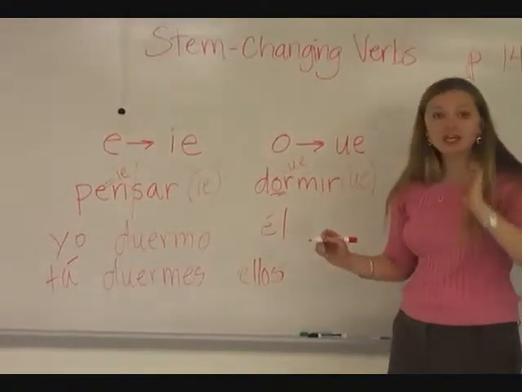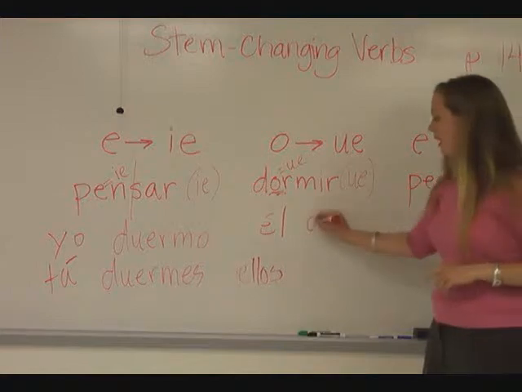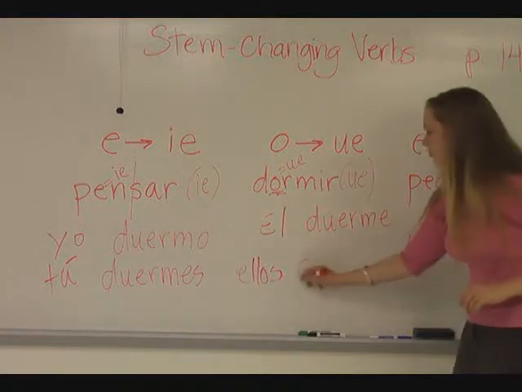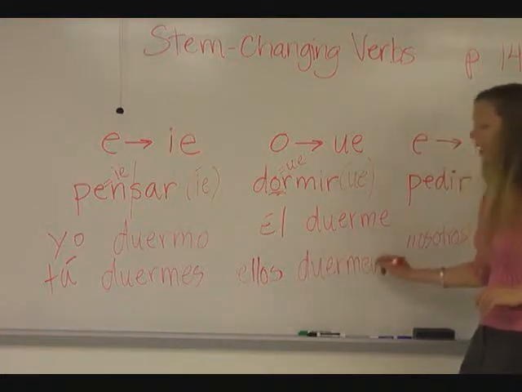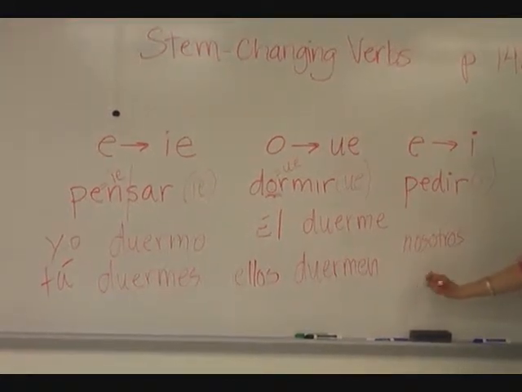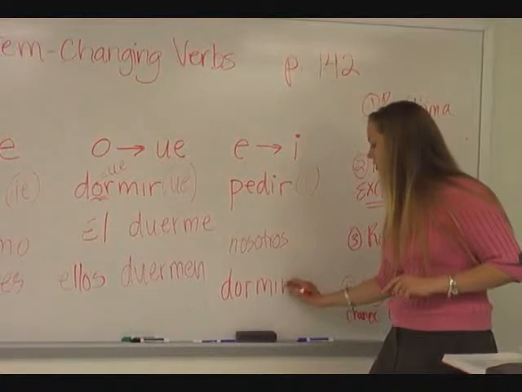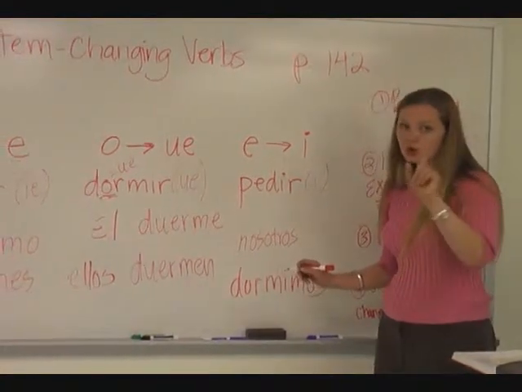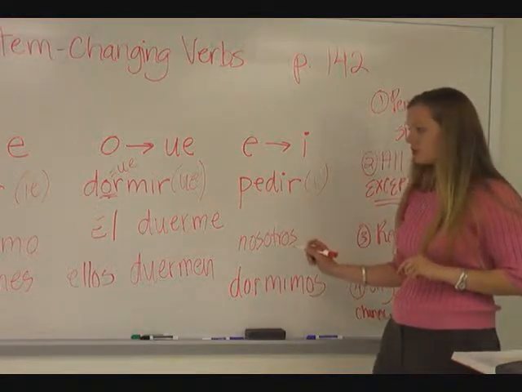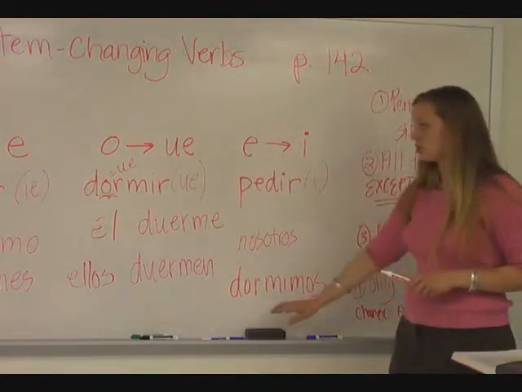Tú duermes. Remember, regular endings for a regular IR verb. Tú duermes. Él duerme. He sleeps. Plural, ellos duermen. They sleep. And what's special about nosotros? Nunca se cambia el raíz en la forma nosotros. So therefore, nosotros dormimos. No se cambia. This does not become UE. So those are the forms of dormir. It's an O to UE stem changing verb.